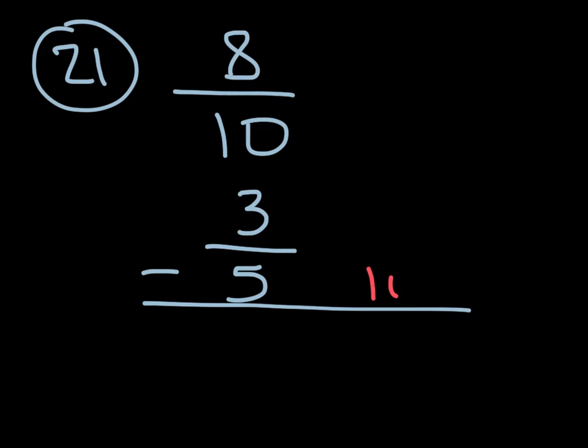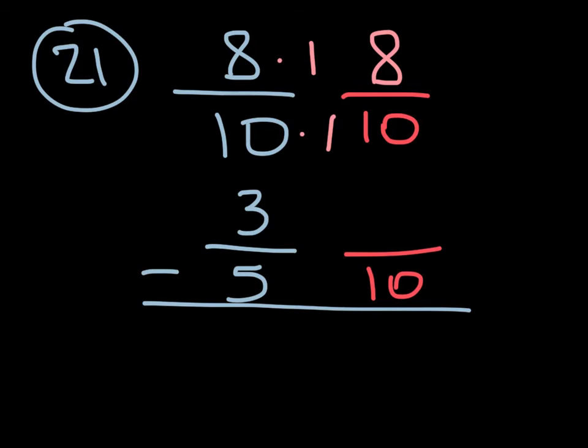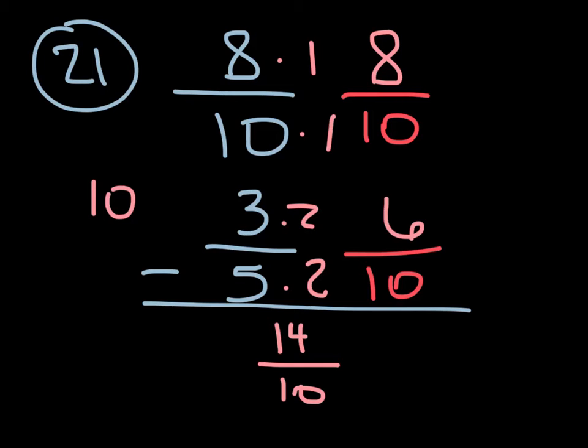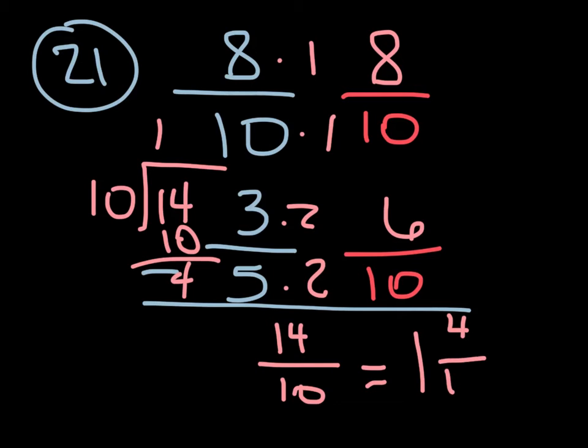Number 21, your common denominator is 10. Equivalent fractions, times 1, times 2. Add them together, gives you 14 over 10. You can divide that to change it to a mixed number. Gives you 1 and 4 over 10, which of course reduces, that's divided by 2, and that's divided by 2, to 1 and 2/5.